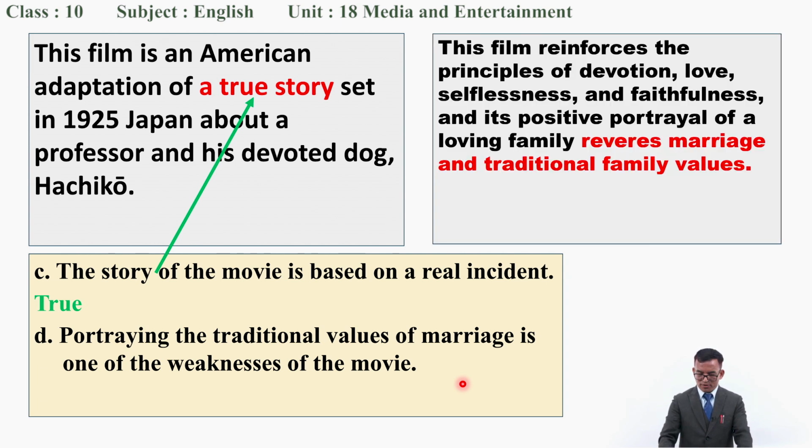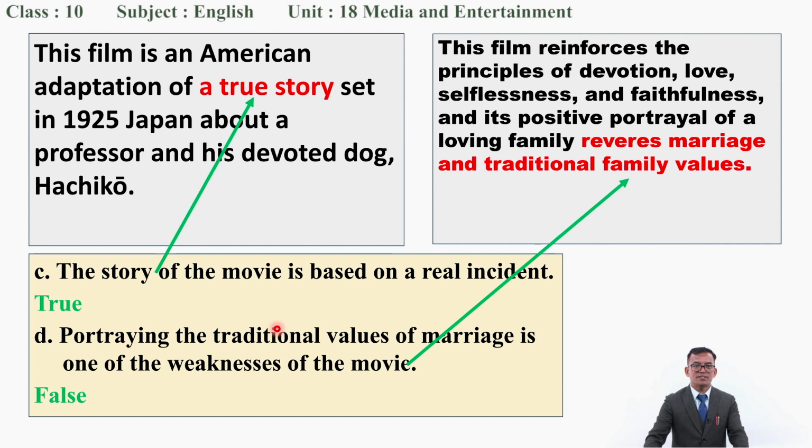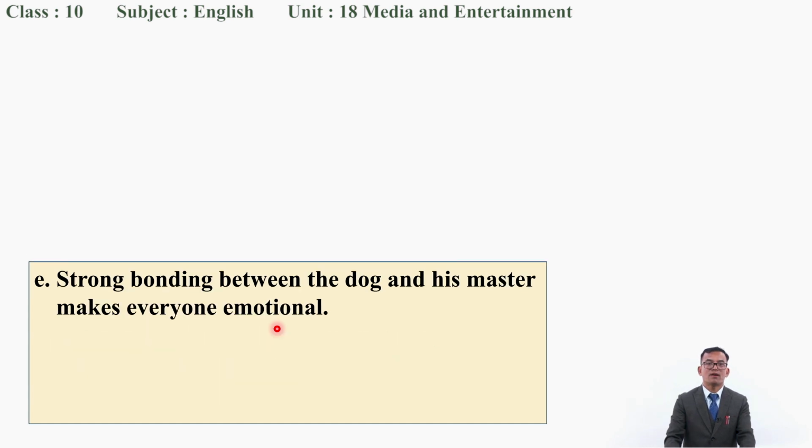Please go to this part of your text. Yeah? Reveres marriage and traditional family values. But this statement says portraying the traditional values of marriage is one of the weaknesses. Is that a weakness according to the reviewer? No. So what is this statement going to be? You're right. This is false. Now, let's go to this statement. Can you read for me?